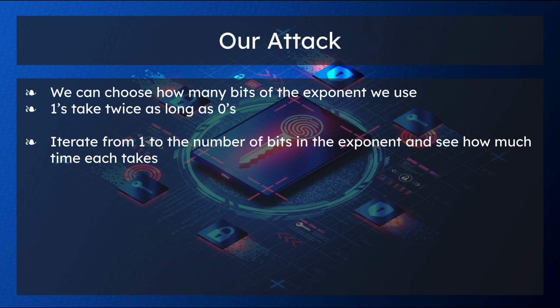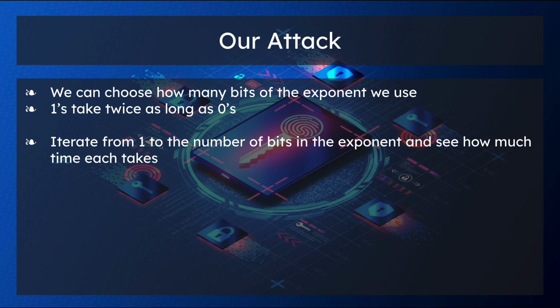realize that we can choose how many bits of the exponent we use, because we have that little slice functionality that allows us to take any number of bits starting from the least significant and going leftward. Also, we know that on average, 1s are probably going to take twice as long as 0s because we have 2 multiplies versus just 1. So the general process of our attack should be that we iterate from 1 to the number of bits in the exponent and see how much time each of those computations takes.